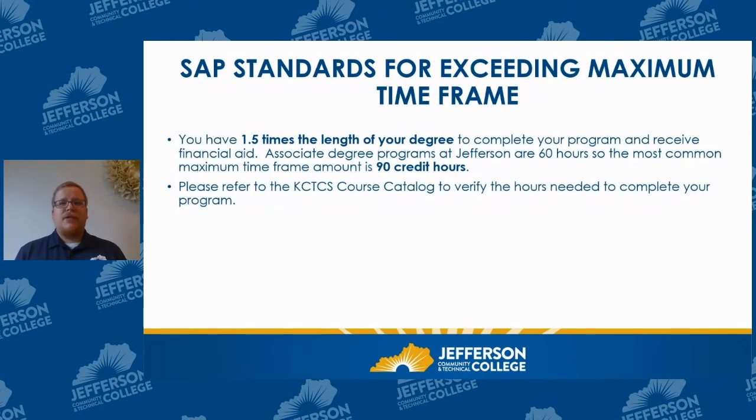The other standard we have is for exceeding maximum time frame. Every student has 1.5 times the length of their degree to complete their program and receive financial aid. So an associate's degree program at Jefferson is typically 60 credit hours. The most common maximum time frame amount would be 90 credit hours, which is 1.5 times the 60 credit hour length. Please refer to the KCTCS course catalog to verify the hours needed to complete your program, as it could be fewer or more than 60 credit hours, and your maximum time frame would adjust accordingly.